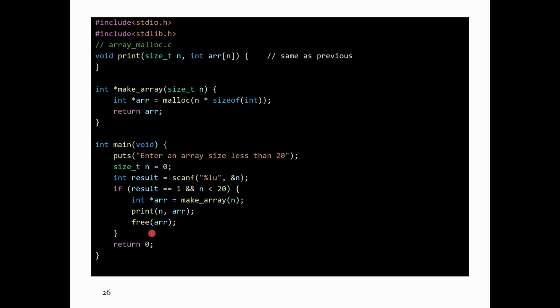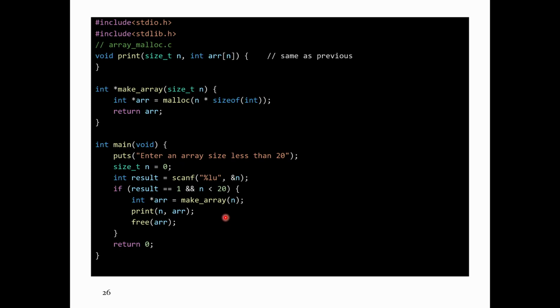If I don't free the array here, the memory's not returned back to the memory manager. Now, it doesn't really matter in this case because the very next thing I do is end the program. When you end the program, all the memory that you've used is released back anyway, right? But you should always free the memory that's sitting in that pointer after you're done.